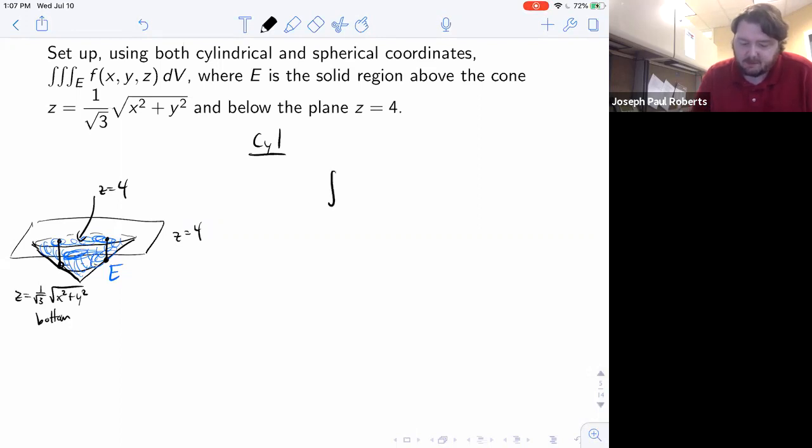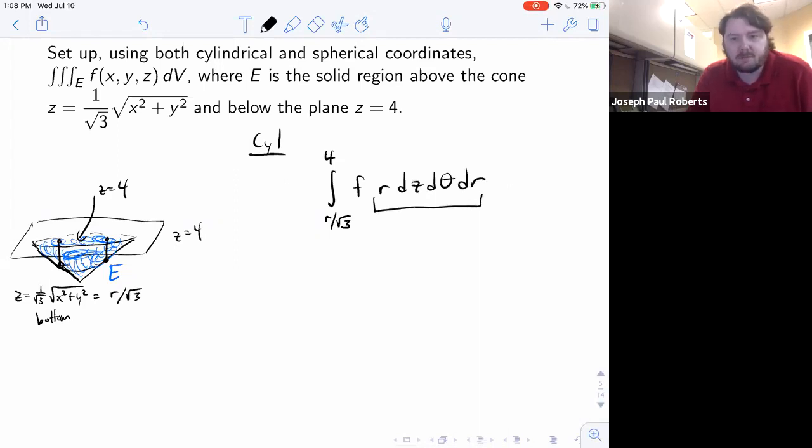As far as cylindrical coordinates goes, we convert any x's and y's that we see into polars. So you're going to have r over root 3 as your lower bound for z. And then your upper bound for z is going to be 4. I didn't really tell you what the integrand was, so don't worry about that. But don't forget your extra r that comes in with dV.